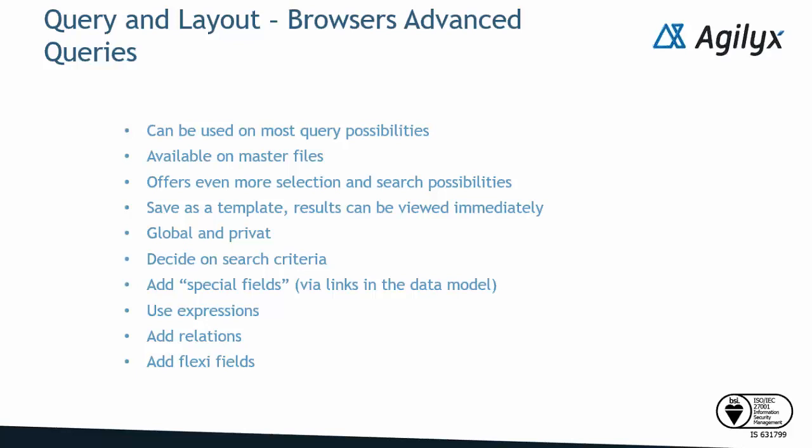Design on search criteria: you can add special fields via links in the data model. So you could expand the base. You could go to another table if they're linked, and then you could add a value that is not in that specific area of what you're inquiring on. You could use expressions and relations and add flexi fields as well. We're going to cover flexi fields a bit down the line.